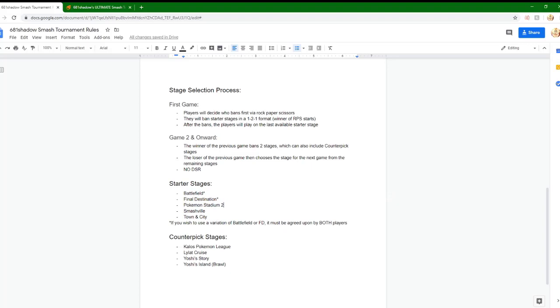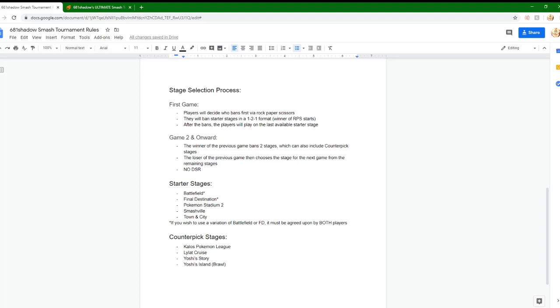And just to note, in general, if you want to use a variation of Battlefield or Final Destination, like for example the Battlefield version of the Wii Fit stage, you would have to have both players agree on that for certain variations. If it's not agreed on by both players, you must use the standard Battlefield or the standard Final Destination.